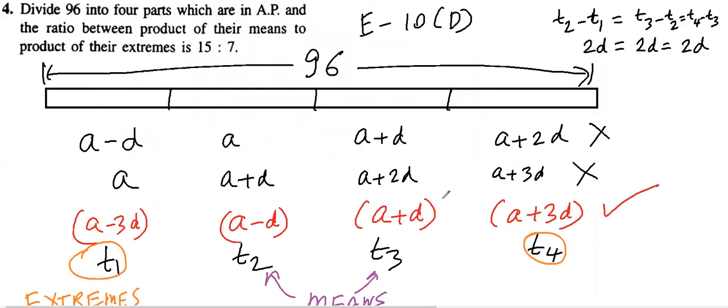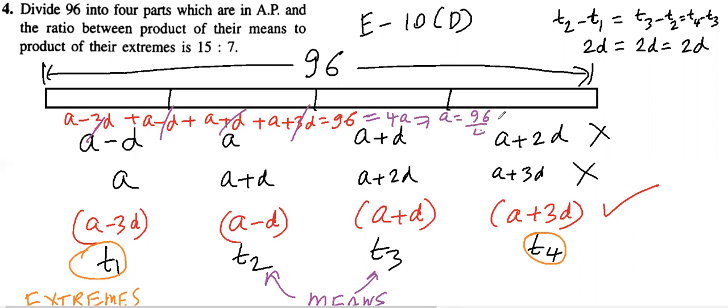That is why we took such terms. Now I will add them. 96 is given here, right? So A minus 3D plus A minus D plus A plus D plus A plus 3D is equal to 96, right? So the 3D and minus 3D cancel, plus D minus D cancel. I will get 4A. So the value of A will be 96 divided by 4, which gives you 24, right? 4 2s are 8, 4 4s are 16, so 24. So the value of A is 24.